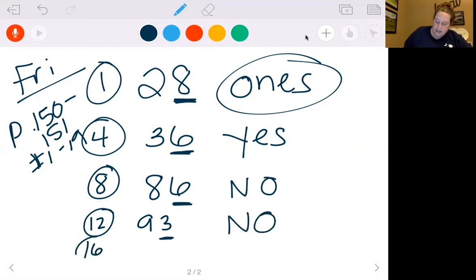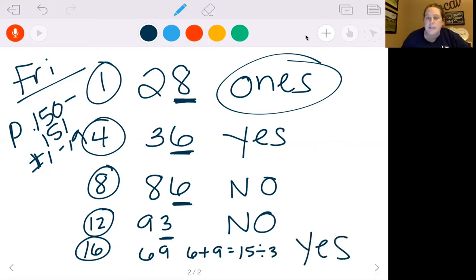And then 16, is the number divisible by 3, right? Yes or no. So they give me 69. To figure out if I can divide 69 by 3, I need to do 6 plus 9, which equals 15. I can do 15 divided by 3, so 69 can be divided by 3. I put yes. So for numbers 1, 2, and 3, you're going to put the digits, and then for numbers 4 through 19, you're just going to write yes or no. Refer back to your rules for these, okay?